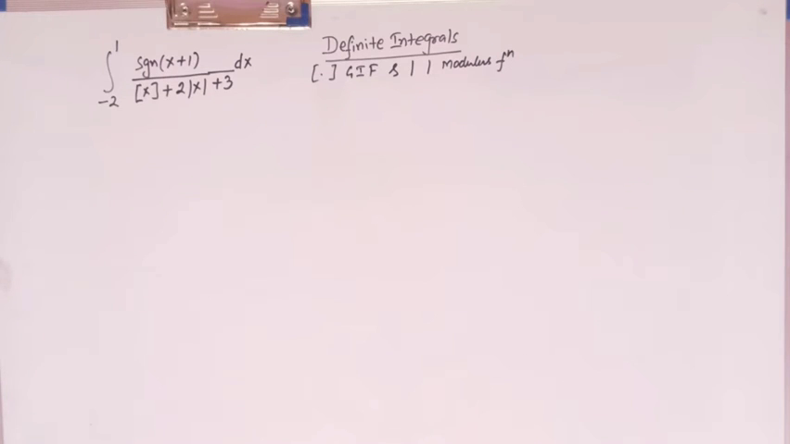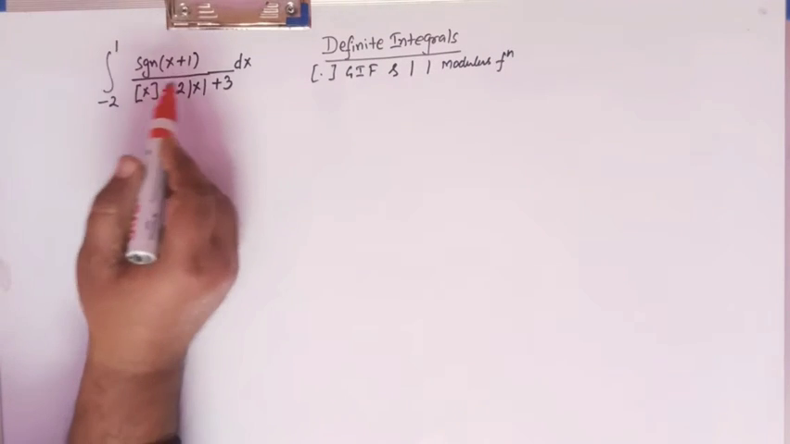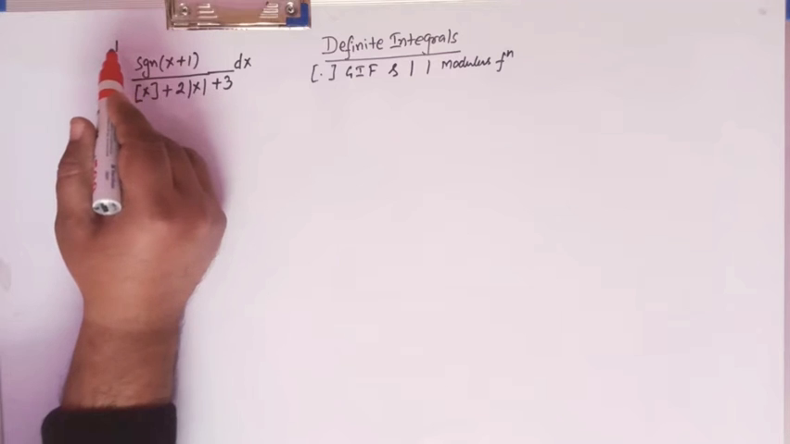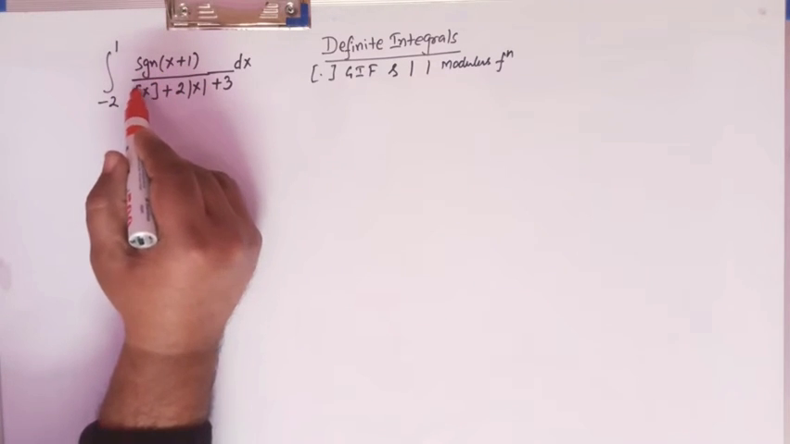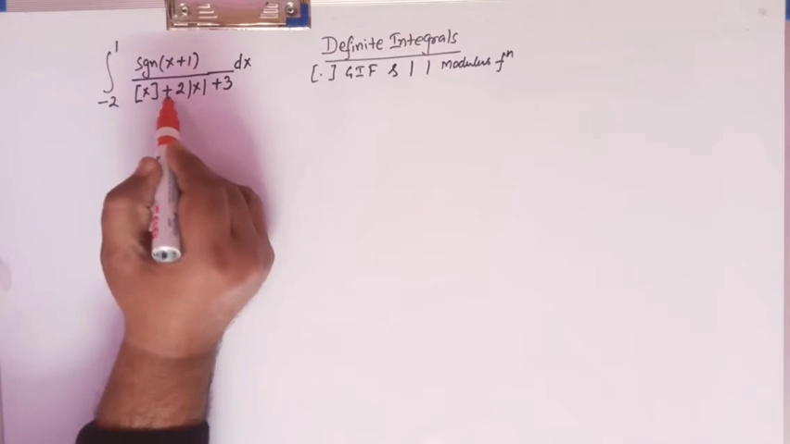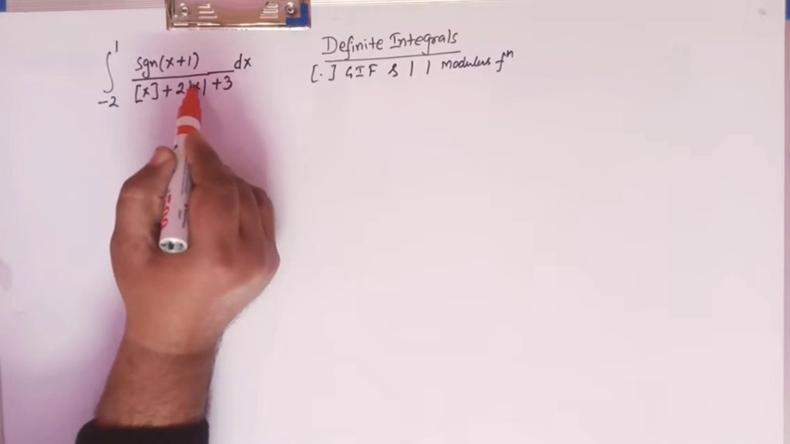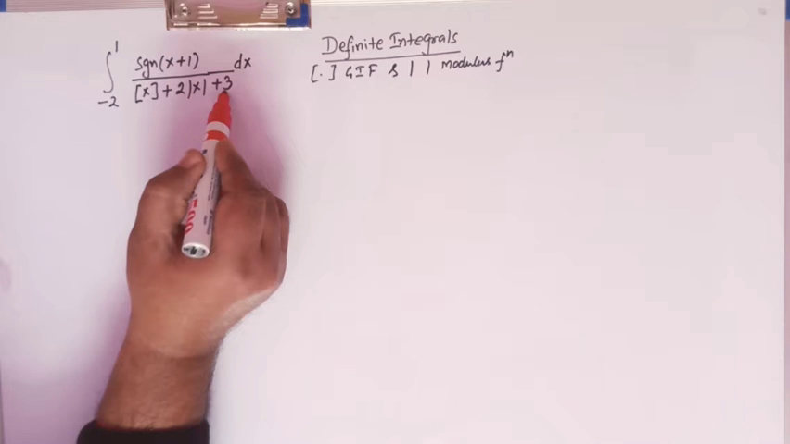Hello viewers, in today's class we are going to discuss one important conceptual problem from definite integrals. Here we have to solve the integral from -2 to 1 of signum of (x + 1) over greatest integer of x + 2 times the absolute value of (x + 3).